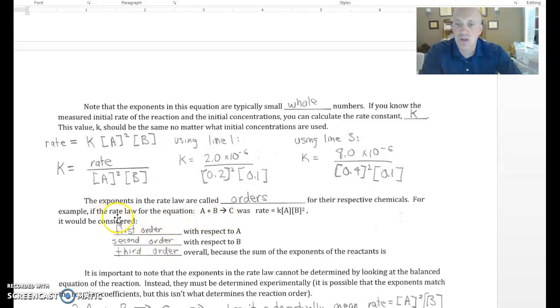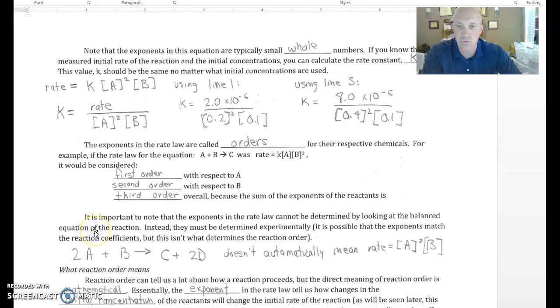So let's say that we had this reaction and we determined the rate law to be rate equals K times A times B squared. For this particular rate law, we would say that it's first order with respect to A, and that's because the exponent after the A is a 1. It would be second order with respect to B, and it would be third order overall. The overall order of the reaction is just going to be the sum of the exponents in the equation. So 1 plus 2 gives 3, so that makes that a third order reaction.